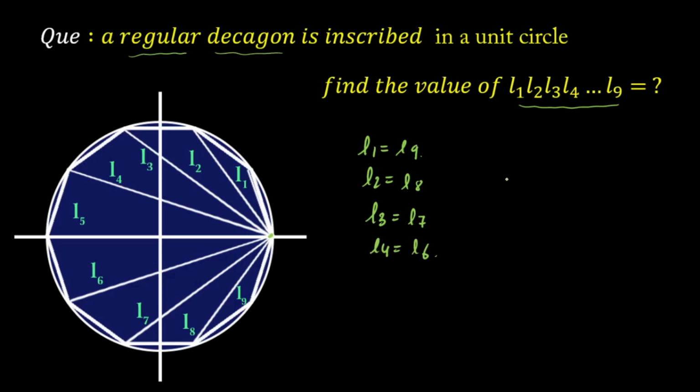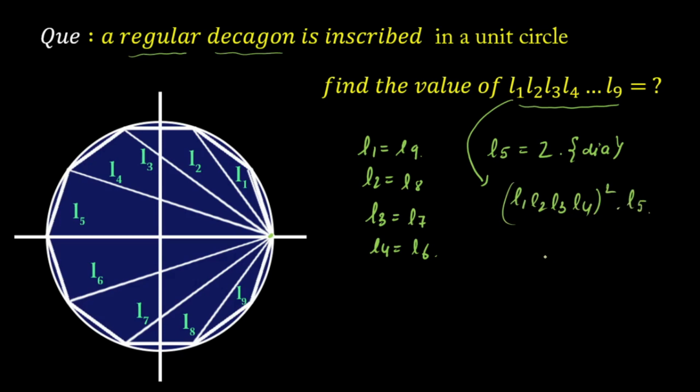And I can see here L5 is my diameter, that is equal to 2 because it's a unit circle. The radius is equal to 1, diameter is equal to 2, so this is our diameter. Now I can write the product of all the lengths as L1, L2, L3, L4 whole square, because all these are equal, multiplied by L5, and this L5 is 2. So I can write this expression as L1, L2, L3, L4 whole square multiplied by 2. So this we need to simplify.